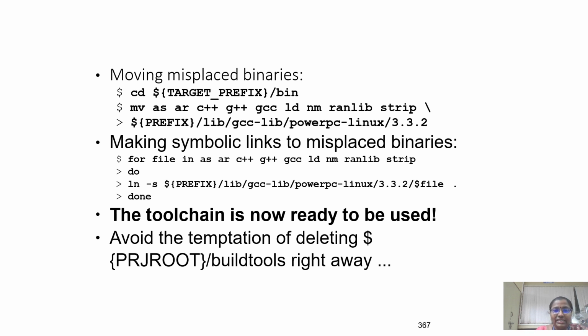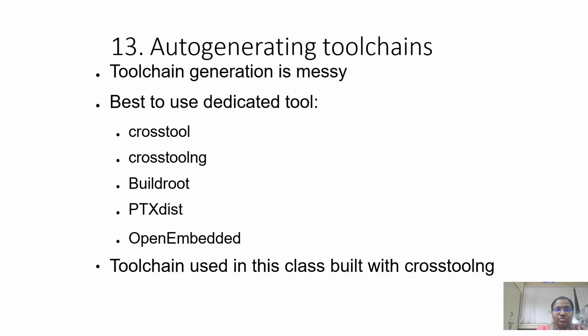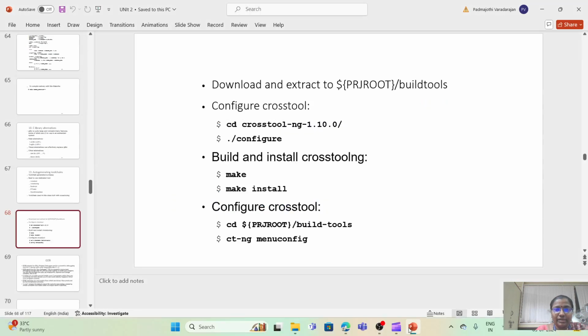Apart from the C library, you also have some alternate libraries, that is musl libc and eglibc. These alternatives can effectively replace your C library header files. Toolchain generation is again messy work, so you can go for auto-generating toolchains. These are the steps for auto-generating toolchains. So, this was regarding the GNU development toolchain.